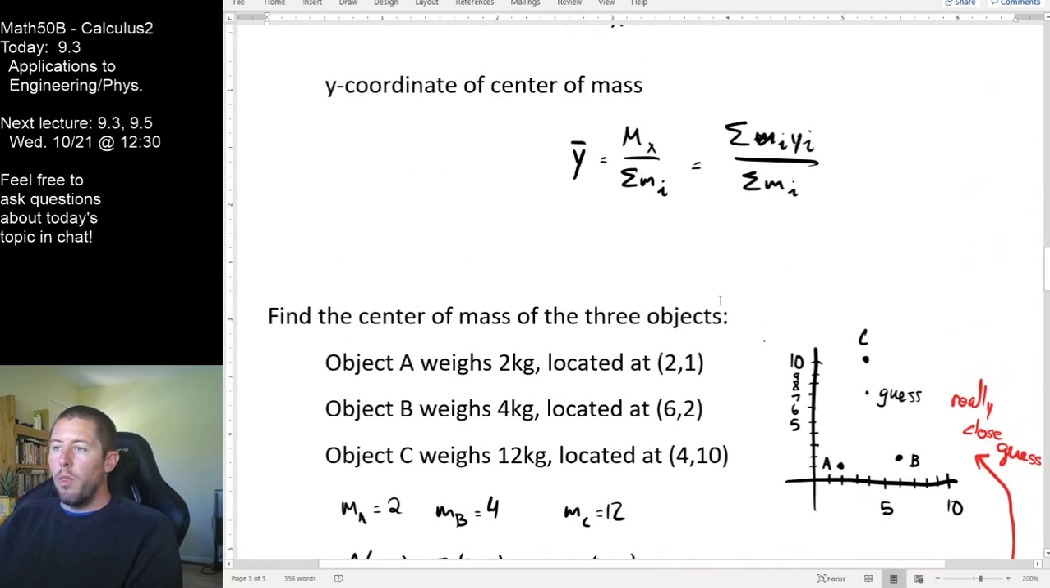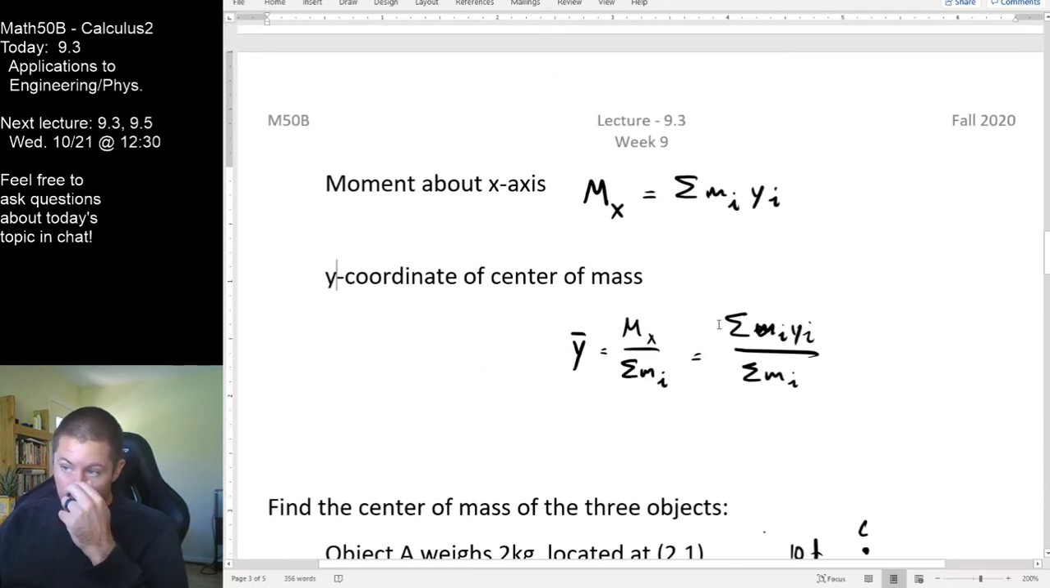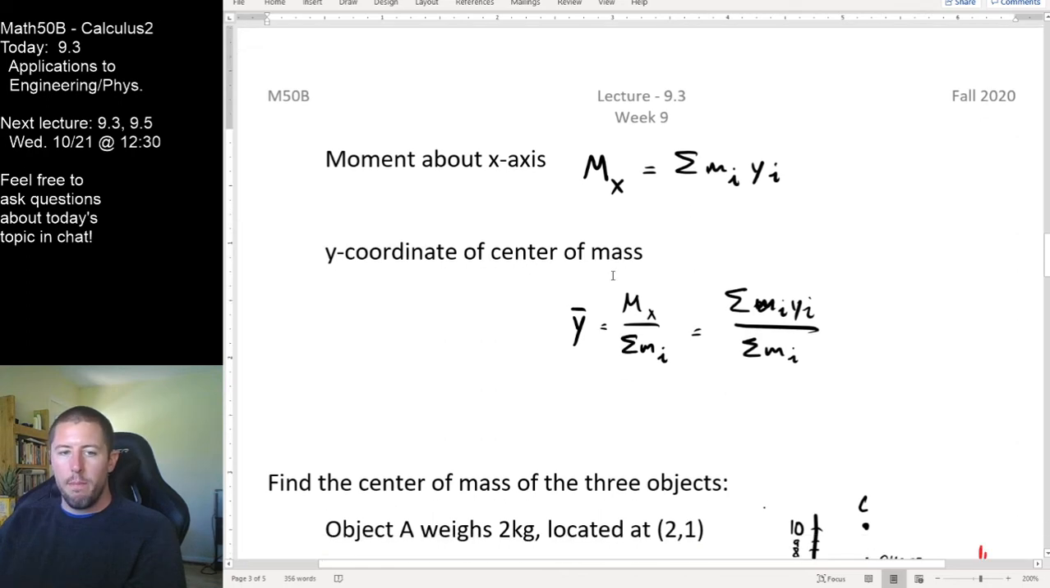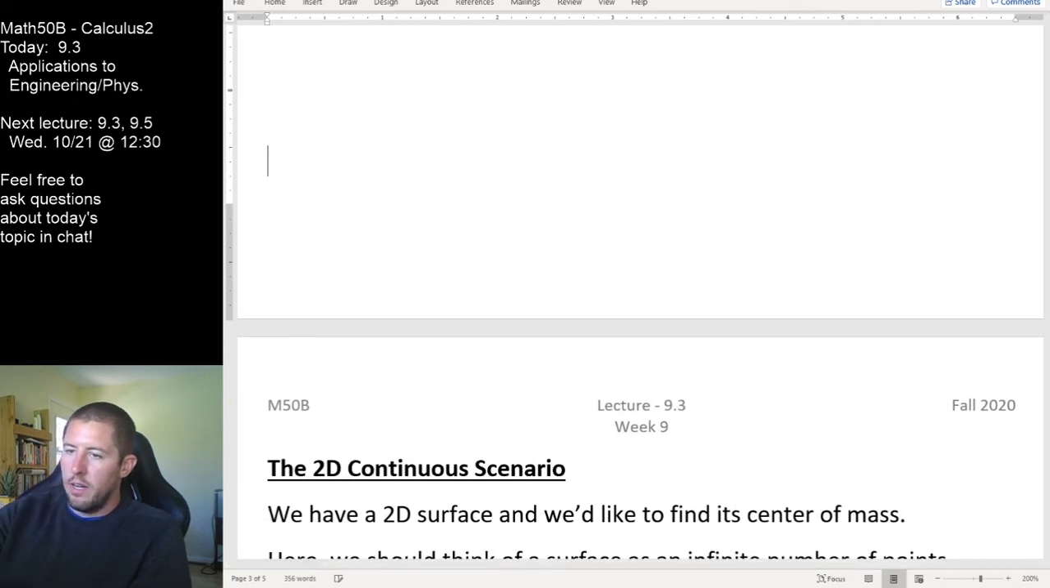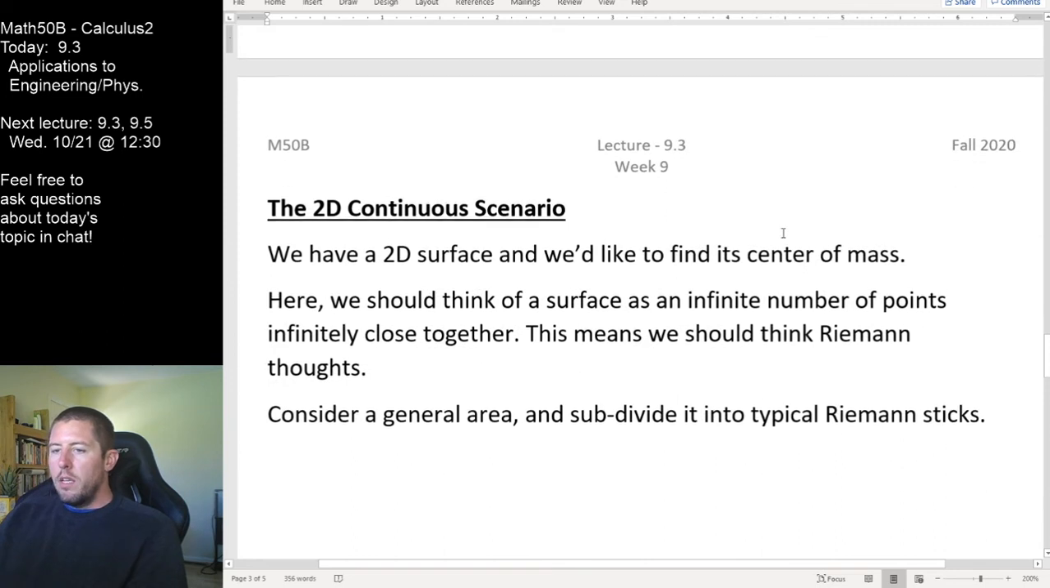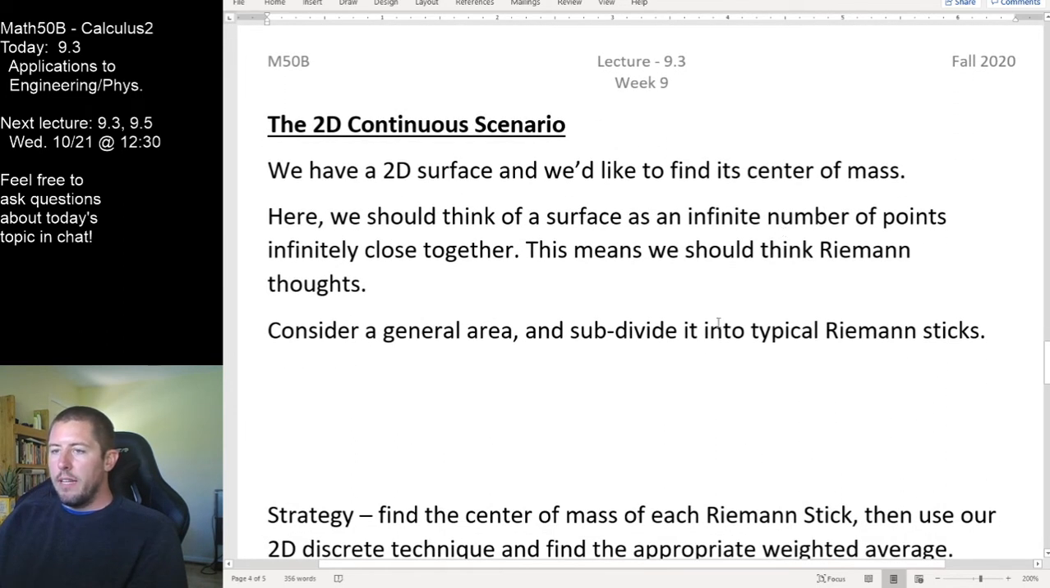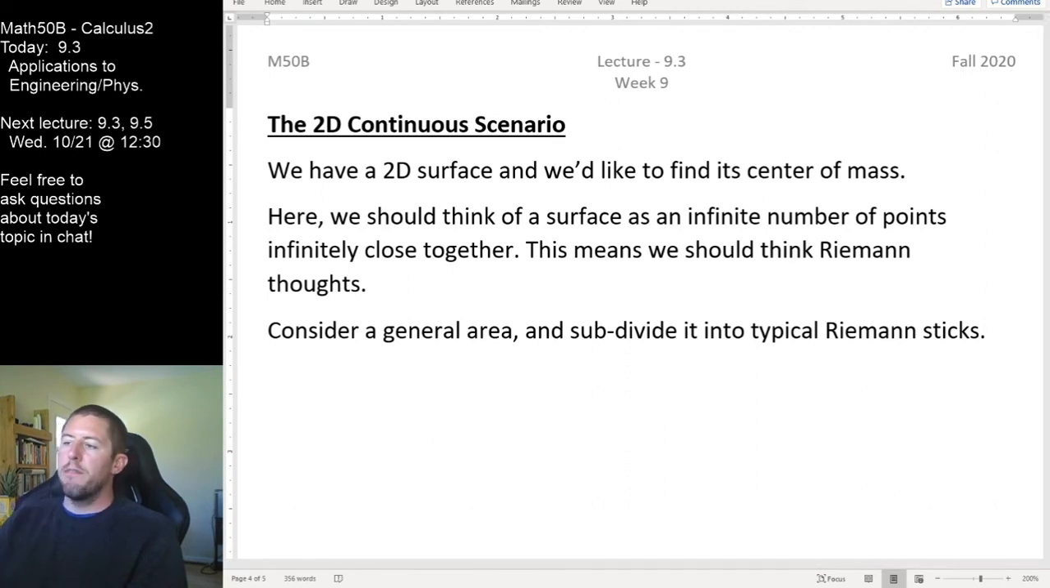So what we've got here now is this idea that we use these moments to help us compute center of mass locations. We can see that these moments are sums, and sums should lead us to think about integrals when we have more and more parts that are being broken down more and more finely. So let's talk about now our 2D continuous scenario, what we're actually here to do. Suppose we have a 2D surface and we'd like to find its center. Here we should think of a surface or an area, a two-dimensional object, as an infinite number of points that are infinitely close together. And that means we should be thinking some sort of Riemann thoughts here.